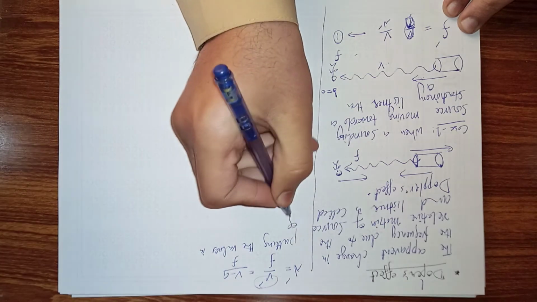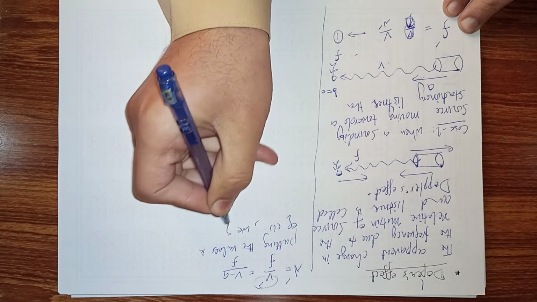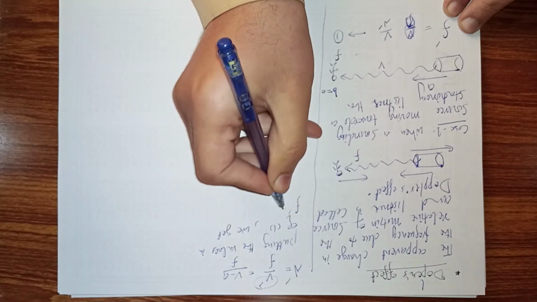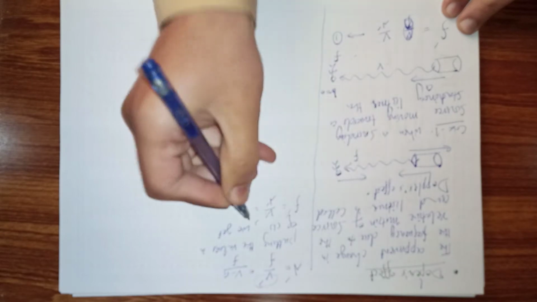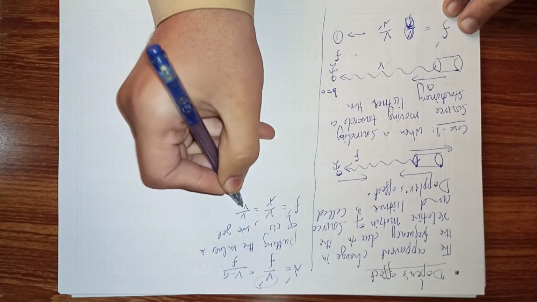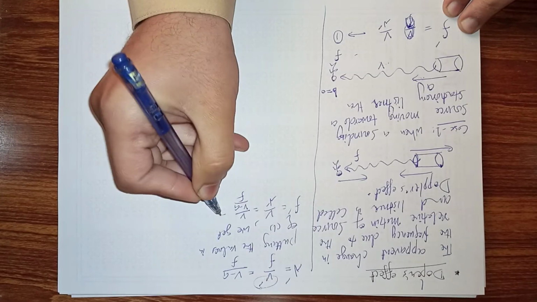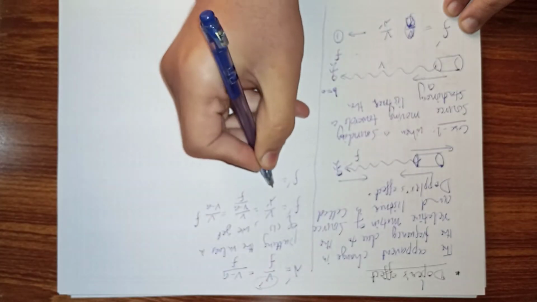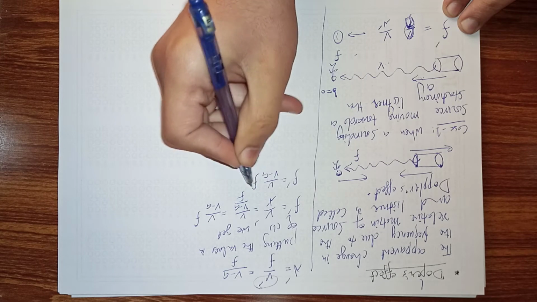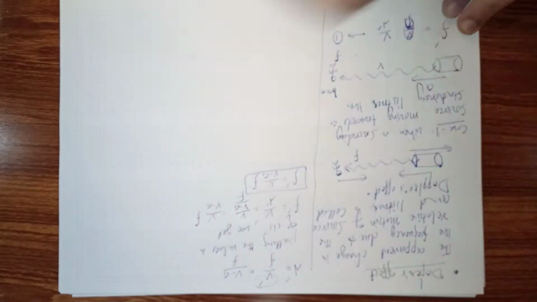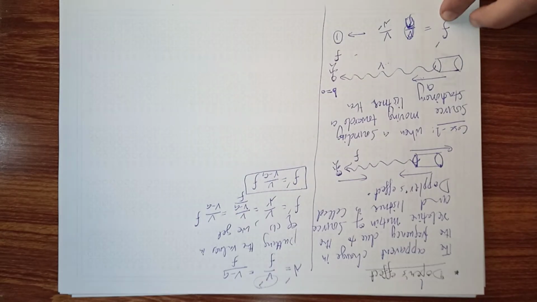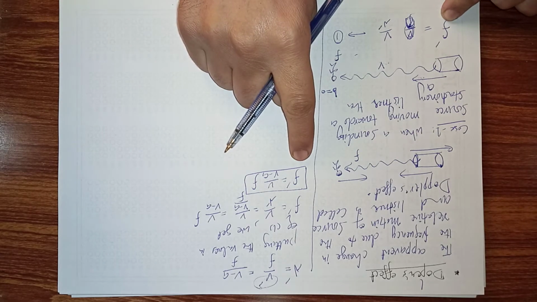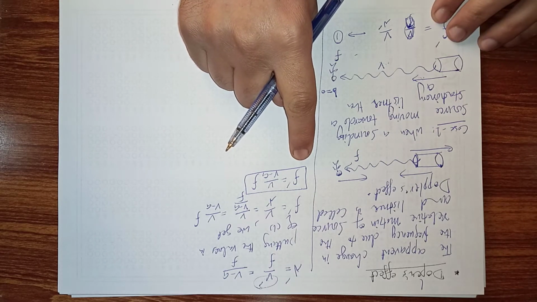Now putting the values in equation number 1, we get f prime is equal to v by lambda prime. Putting the value of lambda prime, which is v minus a divided by f, it will be f prime equals v by v minus a into f. So this is the apparent frequency when the source is moving toward the stationary listener.